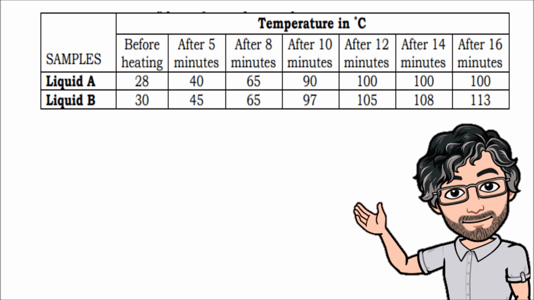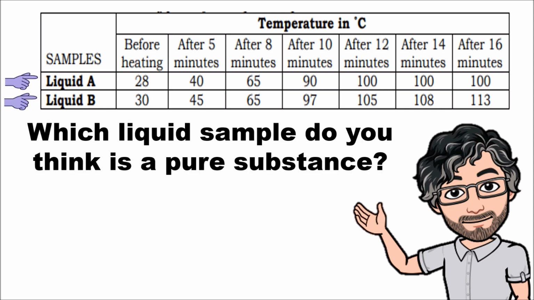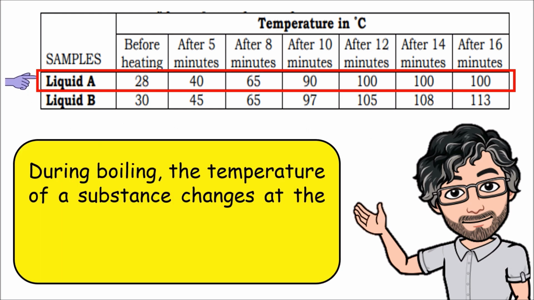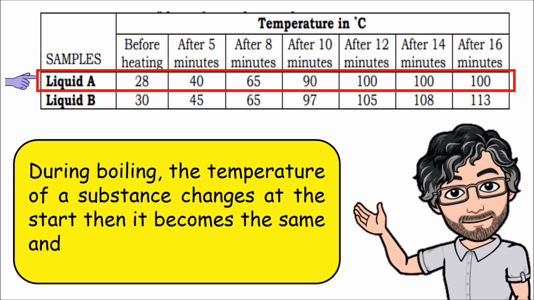Looking at the boiling points of the two liquid samples, liquid A and liquid B, which liquid sample do you think is a pure substance? Excellent! It is liquid A. During boiling, the temperature of a substance changes at the start, then it becomes the same and constant.